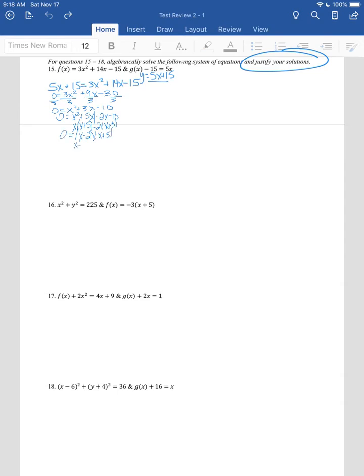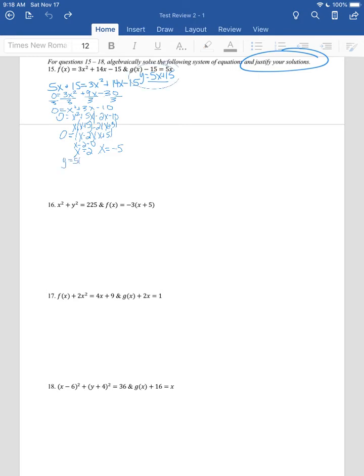So x minus 2 equals 0, so x equals 2. Over here, x plus 5 equals 0, so x equals -5. And then I plug these back in to get the y values. I'm going to plug it into this linear equation up here.